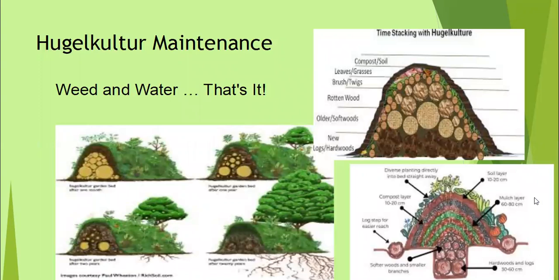One of the wonderful things about Hugelkultur maintenance is you'll want to weed it just so that your plants aren't competing for nutrients. And then especially the first year, you do want to keep it watered. But over time, you'll find that you need to water it less and less because of the water that's absorbed and re-released by the decomposing materials. So weed and water, and that is pretty much it. Most of the work goes into constructing it to begin with, and then you just let it do its thing.